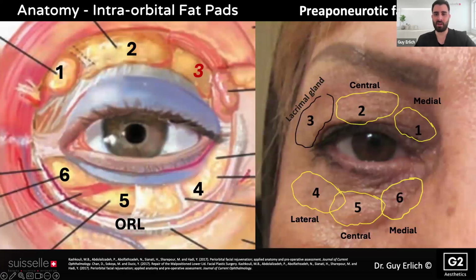We're calling them central, medial, and lateral. But in the superior lateral part, we have the lacrimal gland in this location. And these fat pads can be targeted, but they are not getting atrophied. Mostly we don't see atrophy of this intraorbital fat pad, but mostly we see their pseudo herniation. So injecting filler into the orbital area is not really a good idea in most cases.